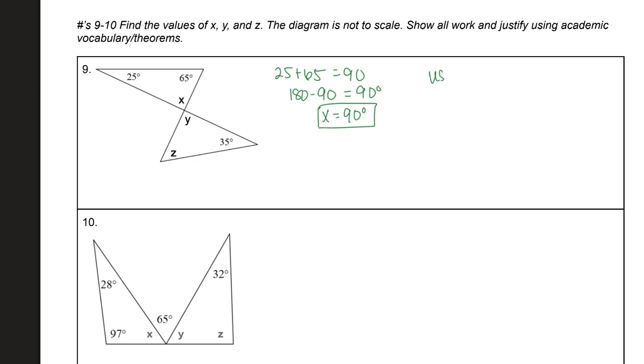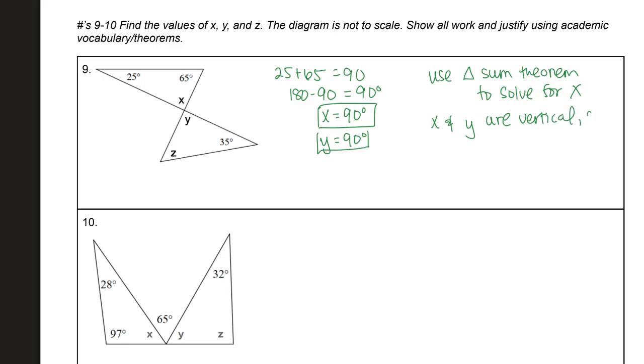And then I'm going to say that I use triangle sum theorem to solve for x. So now that we know that x is 90, I actually know that y is also 90 because it's vertical to x. So x and y are vertical, and we know that vertical angles are congruent.